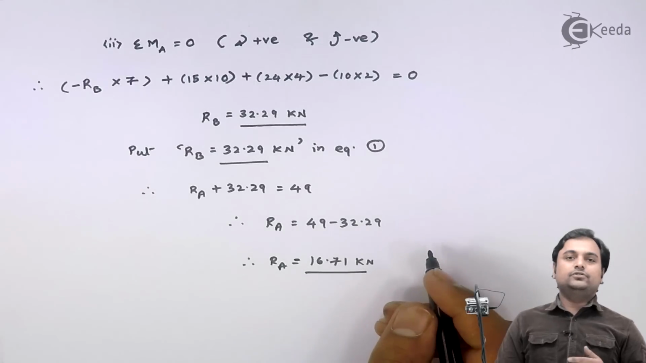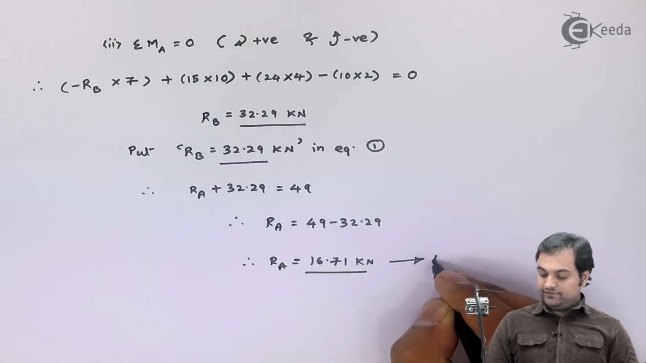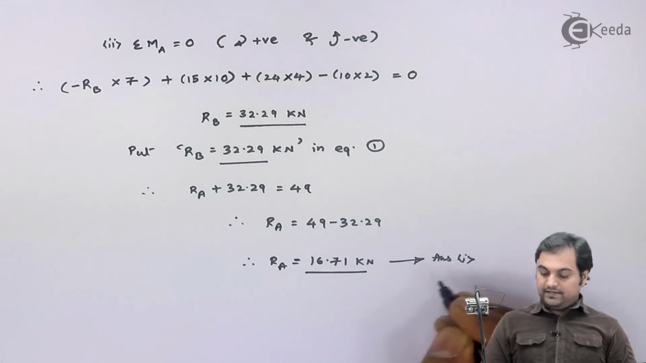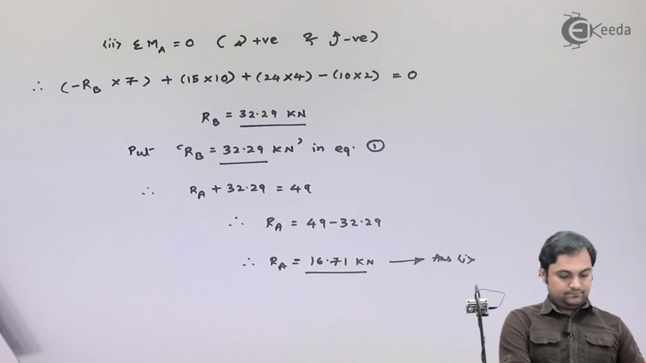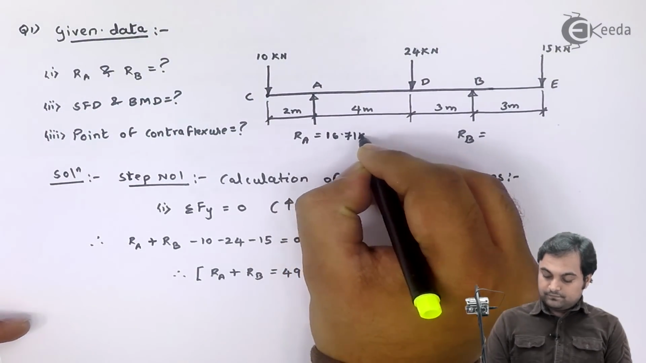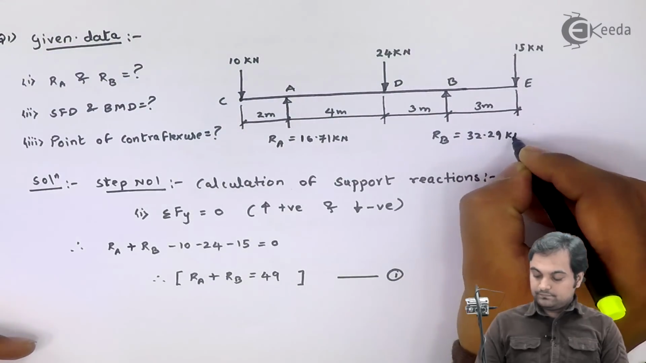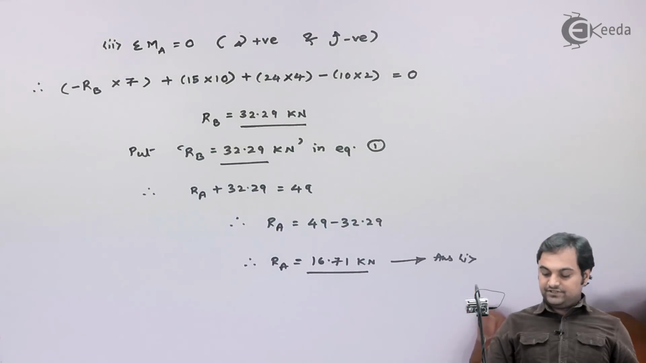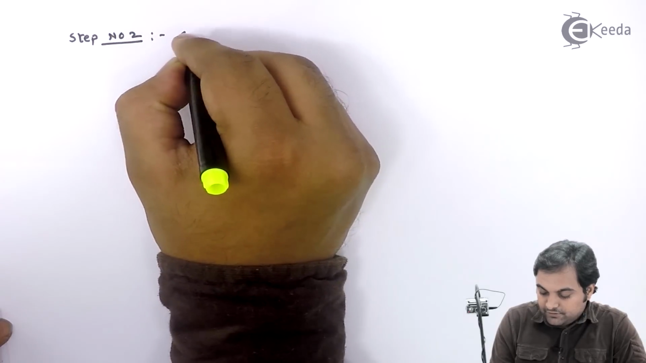So here I have found out the support reactions, and this completes the first part, that is I have got the first answer, RA RB values. Now I will be writing the values here. RA is 16.71, RB is 32.29. So here I have found the support reactions. The next part is I have to calculate shear force. So my step number 2 is SF calculations.